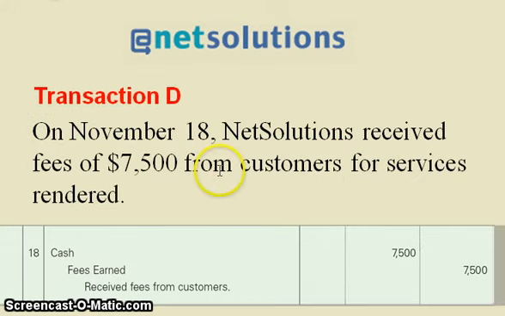Okay, November 18th, NetSolutions received fees of $7,500 from customers for services rendered. So what this means is NetSolutions, I don't know what they do to earn their money, but basically they did their job and they got paid for it. So starting with cash, that's an increase to the asset of cash of $7,500. And then the other side of things is when you earn your money, when you're out there and you do your job and you earn it, right, for services rendered, that's going to be revenue. So if you go to the owner's equity account, a credit to owner's equity is revenue or fees earned.